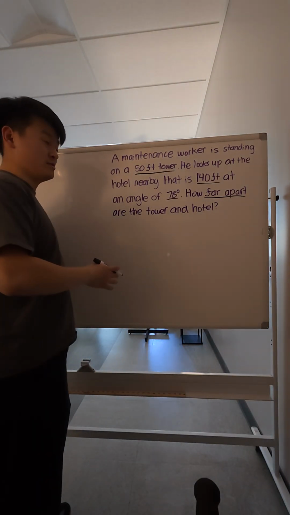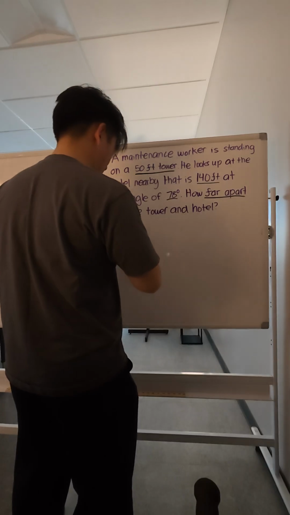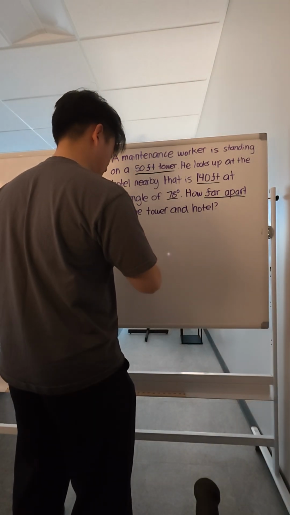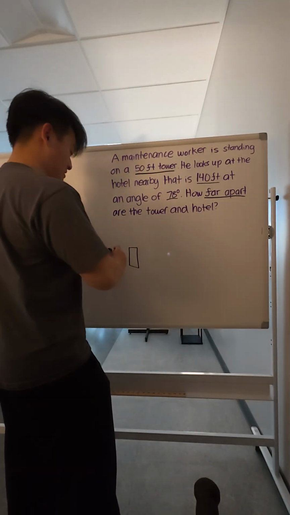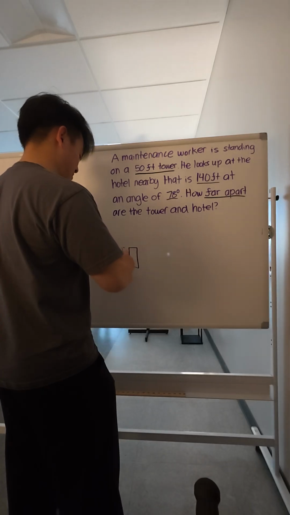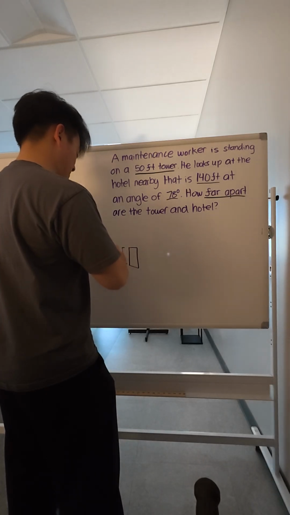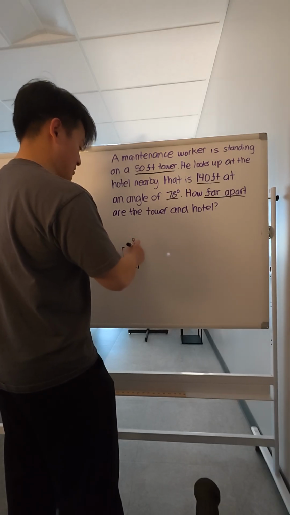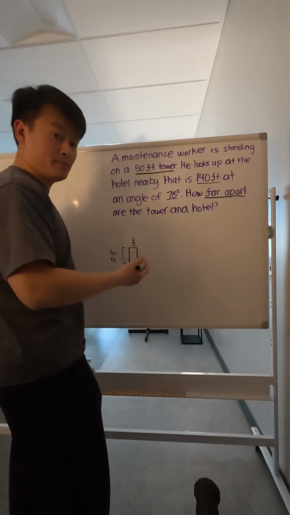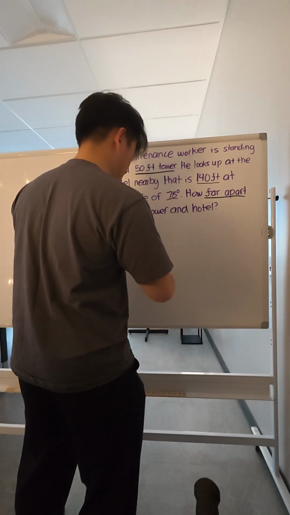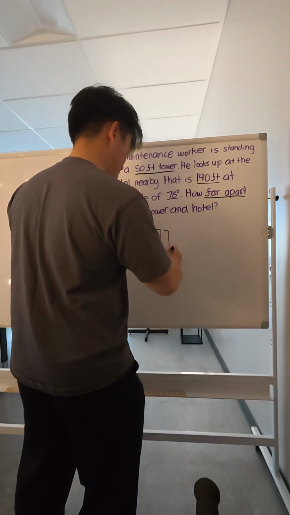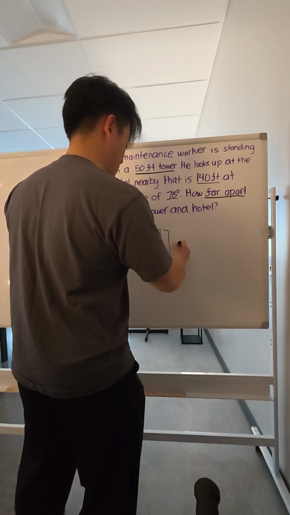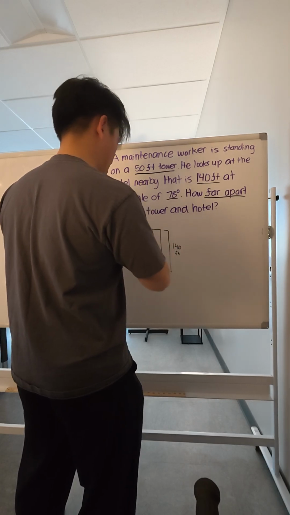So what I'm gonna do is draw the tower. Looking at this first sentence, it says it's a 50-foot tower, so I'm just going to draw the height like this and write 50 feet. I can clearly draw the person on top of that 50-foot tower. And they said now it's looking up at the 140-foot hotel, so I'm going to draw the longer hotel, mark the height as 140 feet, and draw them looking up.